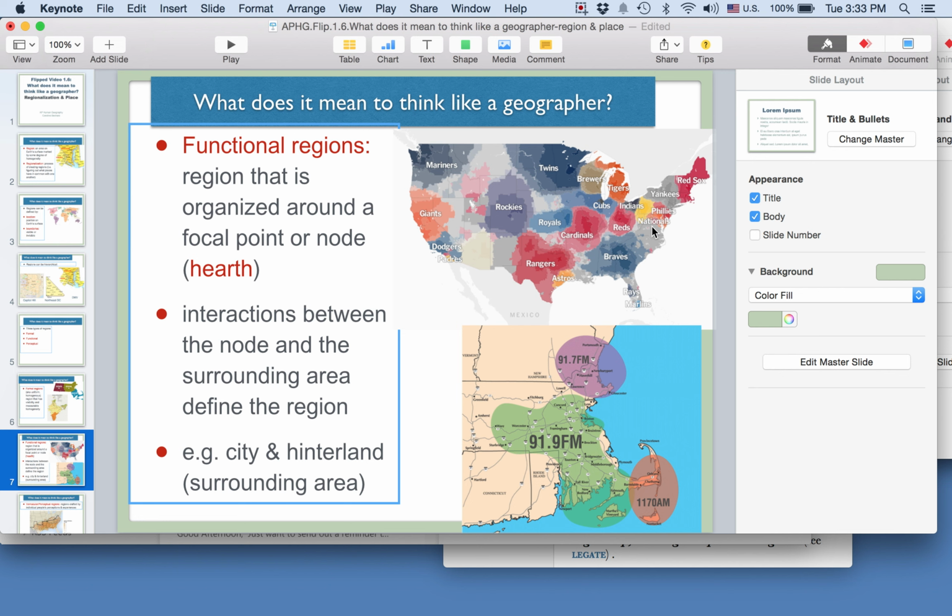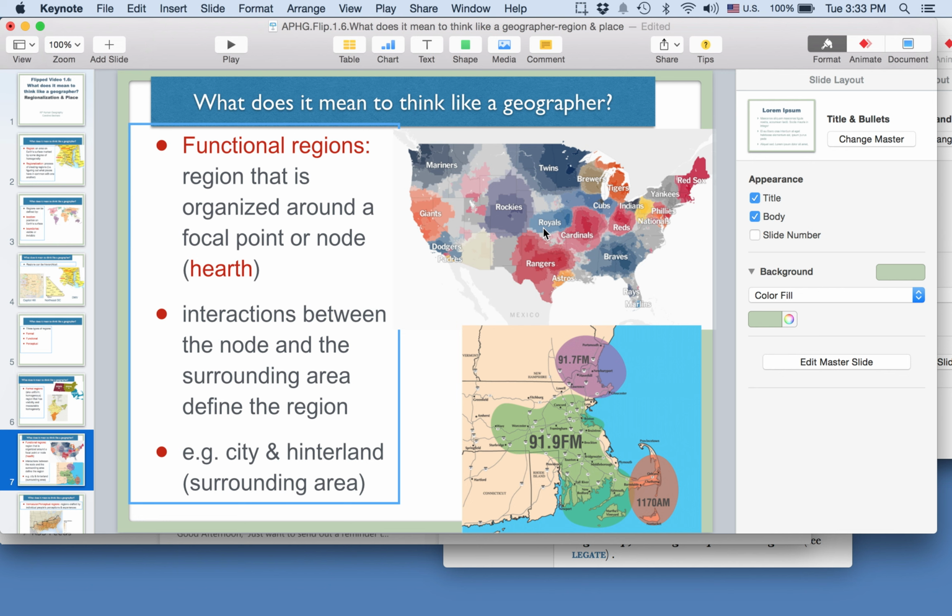So for example, we have a Nationals region. This is the fan base. The node is DC, and the surrounding fan base creates the functional region. We got the Braves, we got Atlanta, and then the surrounding territory. So the node is the city, and the surrounding functional region is created based upon the interactions between that node and the boundaries.